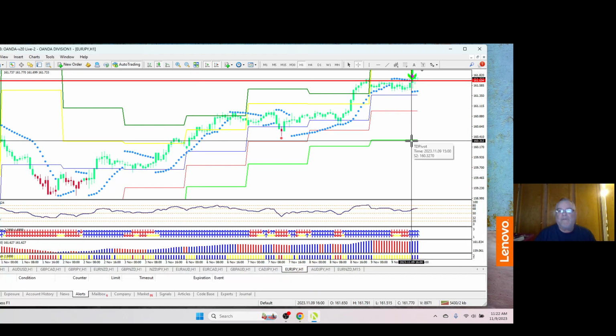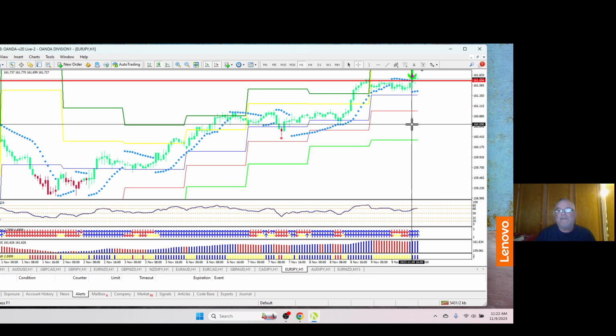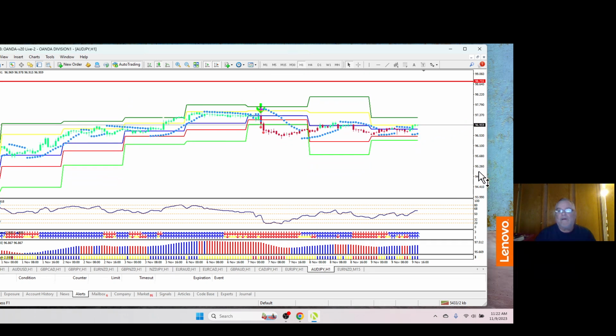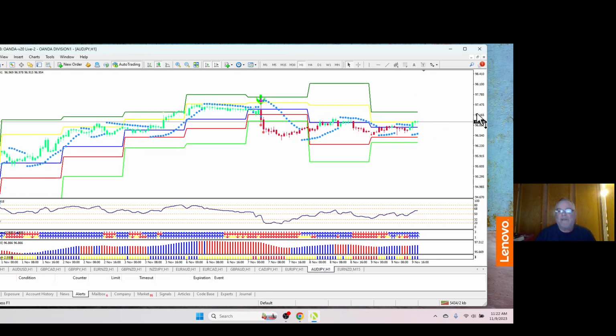Euro yen has made a 1-hour sell. Expecting this to go up too. Aussie yen, it's got a yearly pivot. That's a magnet. I got a feeling we're heading up to there. Not today. That won't happen today.